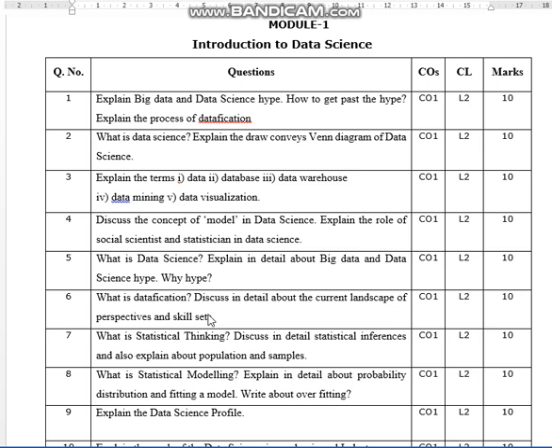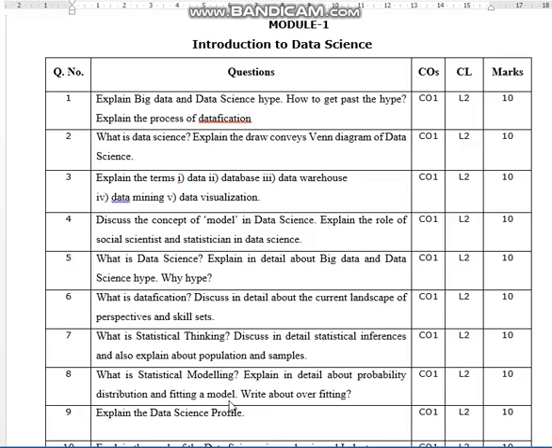What is datafication? Discuss in detail about the current landscape of perspectives and skill sets. What is statistical thinking? Discuss in detail statistical inferences and also explain about populations and samples. Again this is a 10 marks. And here instead of statistical thinking you may get statistical modeling. And explain in detail about probability distribution and fitting a model.